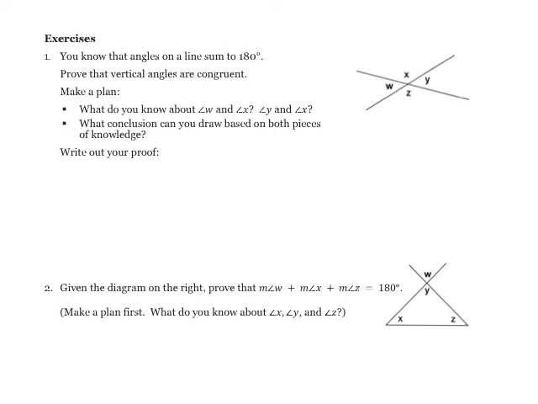When you do a proof, it's good to kind of look back and make a plan before you just jump into things. Think about the things you know. And sometimes if you think about what you know and you write it down, you can find a path to get from the beginning to the end. So if you look at this and you think about what do you know about angle W and angle X, and angle Y and angle Z.